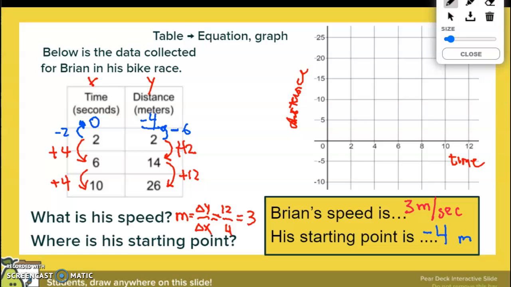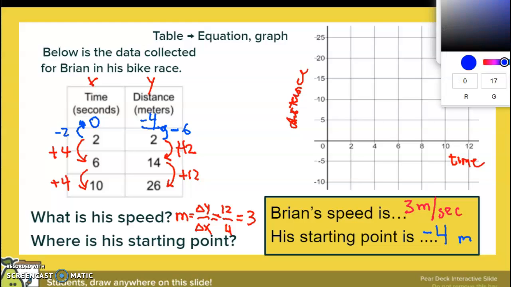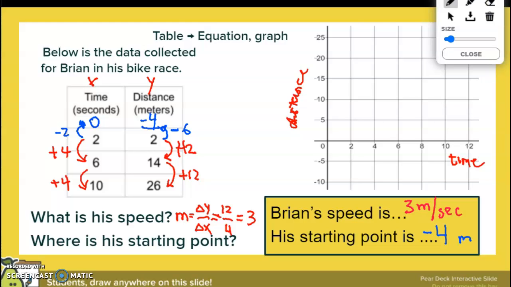Okay, and if I was to try to graph this, I can go from the table to graph. The x coordinate is 2, y coordinate is 2. So find 2 on the x and find 2 on the y. 2 is going to be somewhere like this. The next point is 6, comma 14. Find 6 on the x, 14 on the y. It will be somewhere like this. And then finally 10 and 26.